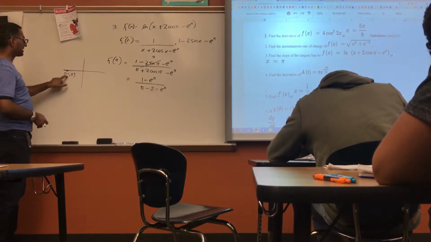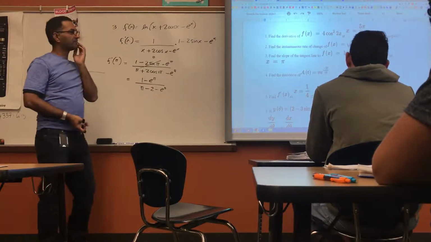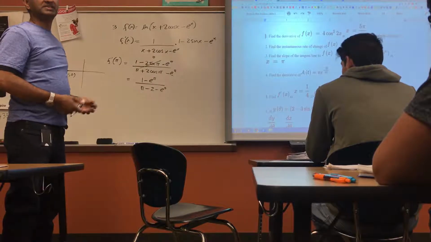Cos pi, x over r. X over radius is 1. This is negative 1. 2 times negative 1 is negative. Okay. That's it. Leave it alone.